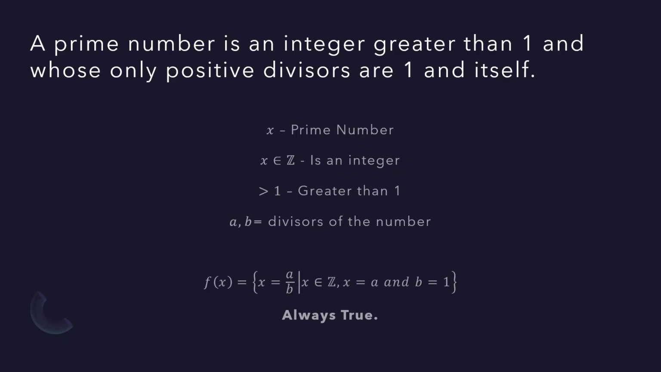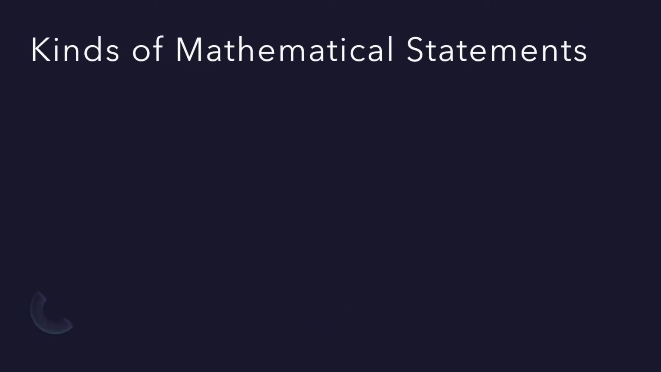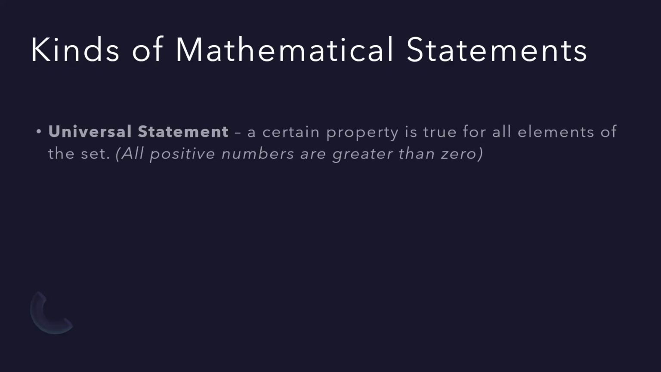Okay, so for kinds of mathematical statements, we have three main types of mathematical statements or sentences. First, the universal statement: a certain property is true for all elements of the set. For example, all positive numbers are greater than 0. That is why they are called positive, because they are greater than 0.